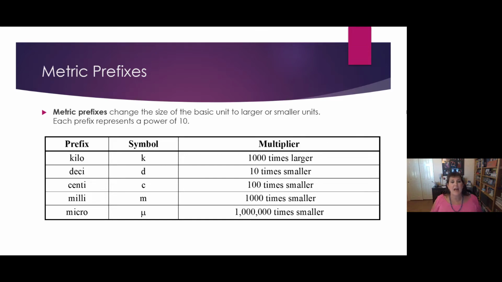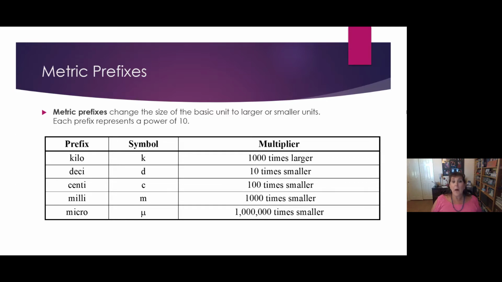Centi is smaller still. It's 100 times smaller. This is easy to remember because there's 100 cents in a dollar, centi. So centi is 100 times smaller, meaning there's 100 centimeters in the big meter, 100 little centimeters in the big meter. Centi is used a lot.